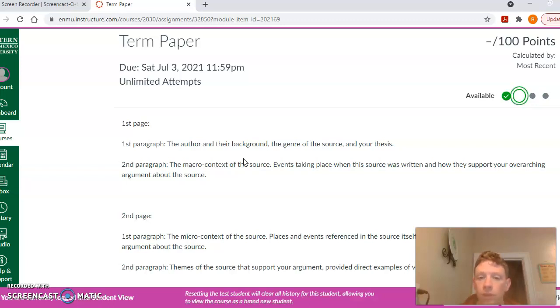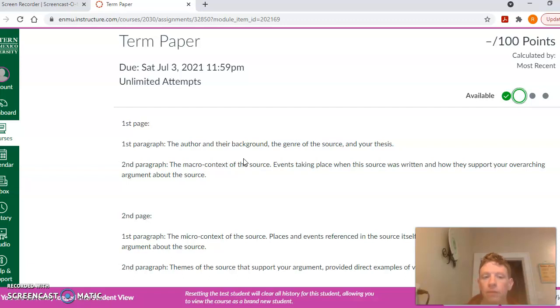Talk about the genre of the source. Is it a work of literature? Is it a work of poetry? Is it a work of history? Is it a work of philosophy? And then give your thesis. Explain what this source has taught you about ancient Greek society.